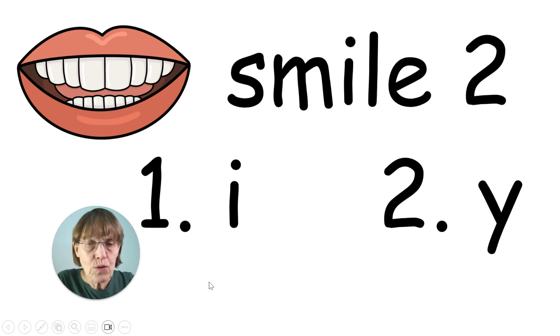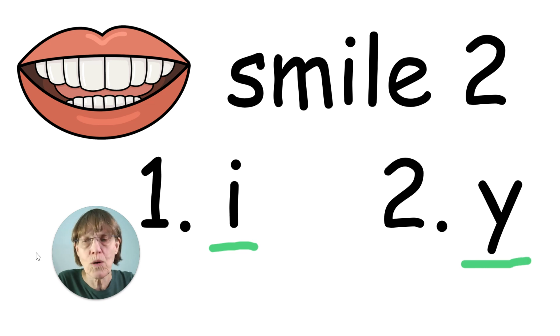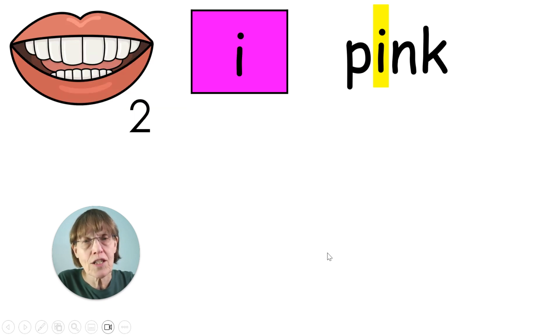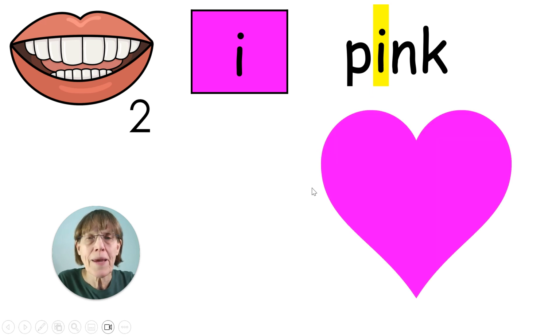For smile number 2, we can have 2 ways of spelling it. We can spell I with an I or sometimes with a Y. Some keywords are the word. Please read this word. So this word is p, I, and then we have a blend, nk, pink. So this is the color pink.